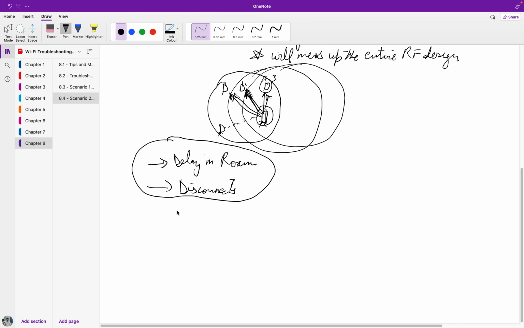The applications that the clients are running will face a problem. The throughput issue will be seen. So all those things are going to happen.